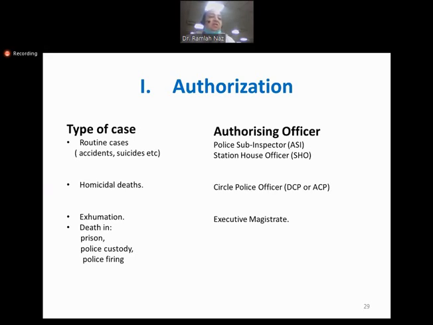But in cases of exhumation, when a buried body is dug out again, it is ordered by the magistrate. Likewise, for a death in prison, in police custody, or in police firing, the magistrate orders the autopsy.